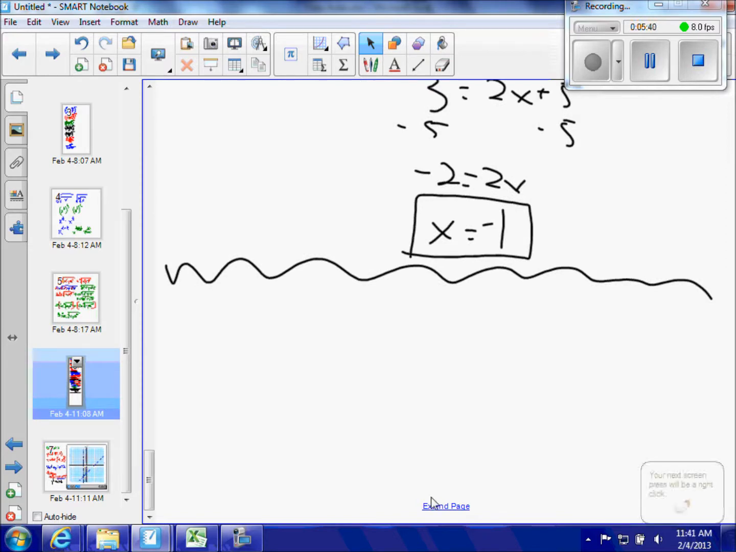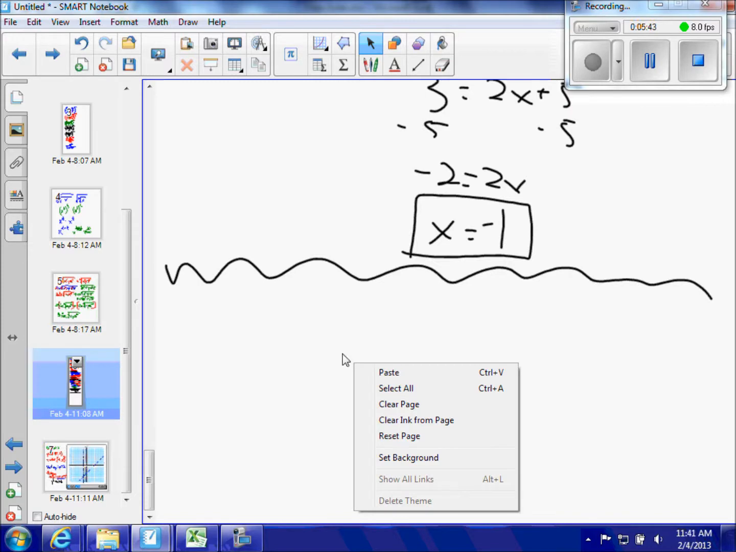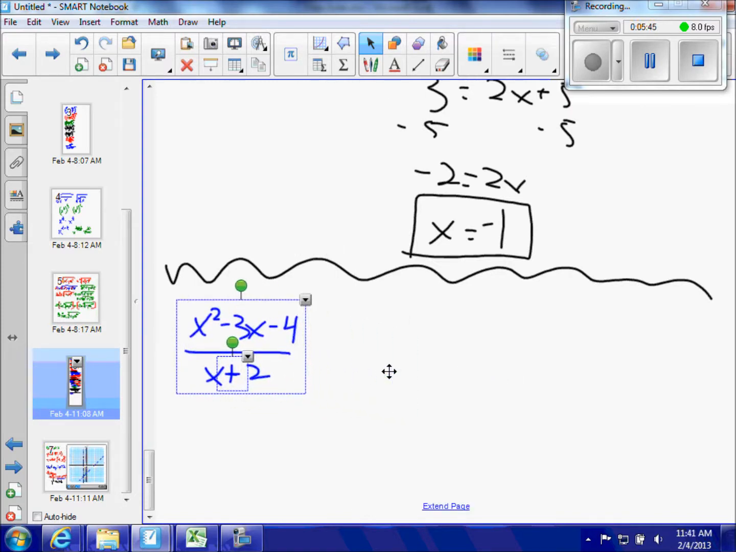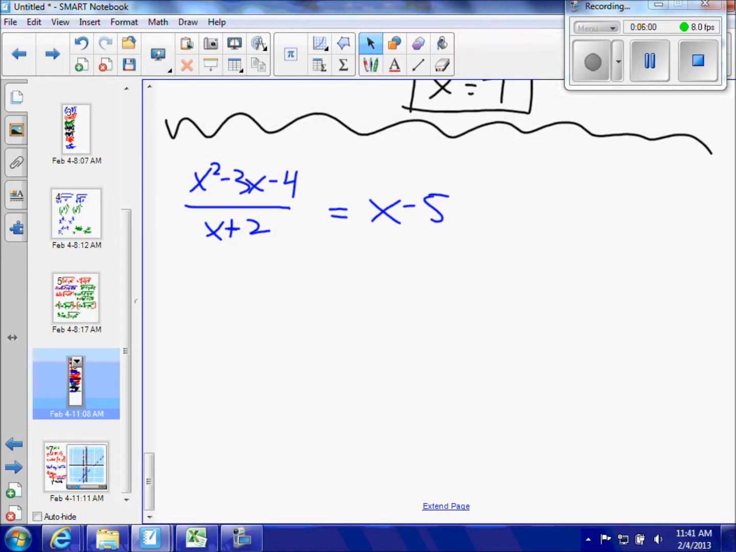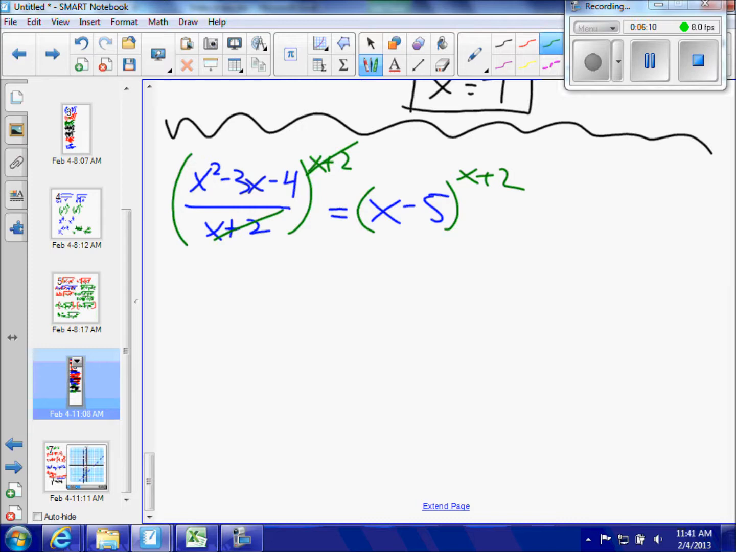This is my rational function there. That's the equation of my rational function. And the equation of my oblique asymptote is x minus 5. I set them equal to one another to see where they might intersect. So let's multiply both sides of this by x plus 2. That gets rid of my denominator. So I have x squared minus 3x minus 4 is equal to, I can kind of FOIL this out, x squared minus 3x minus 10.